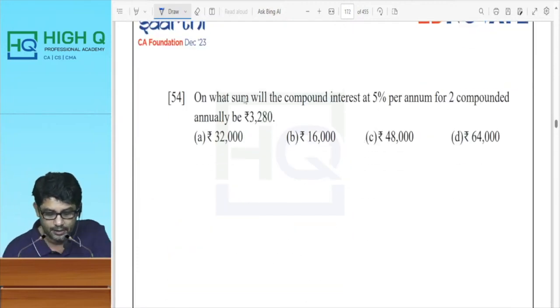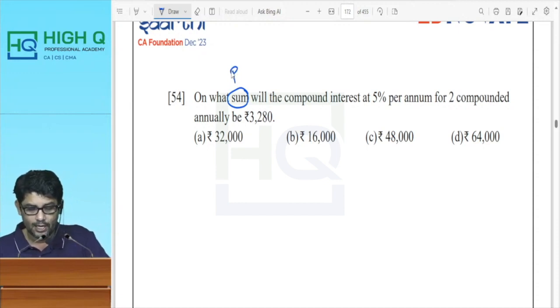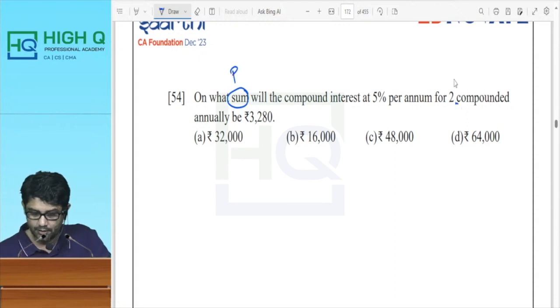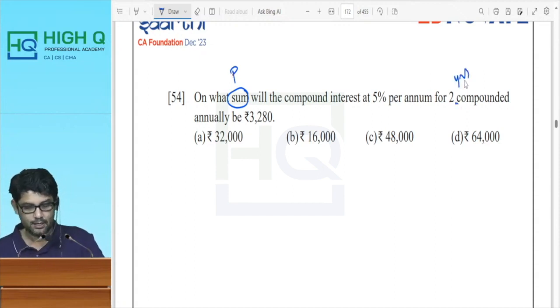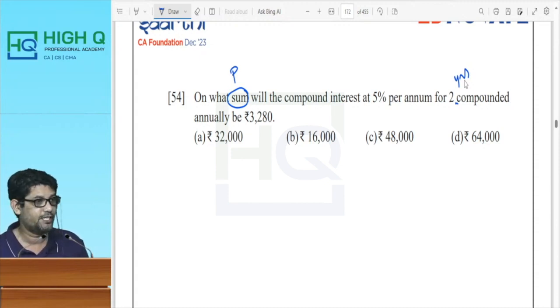On what sum? The meaning of sum is what? They ask you to find out principal. On what sum will the compound interest at 5% per annum for 2 years, compounded annually, be 3280? Find the principal, my dear. This is actually for 2 years.